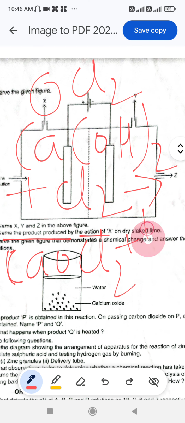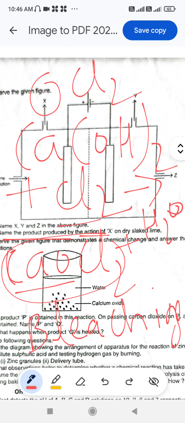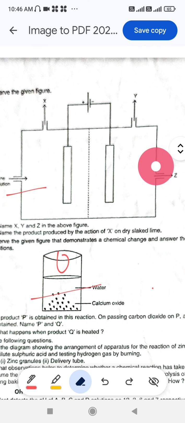CaOCl2 plus H2O. This will be the reaction when dry slaked lime reacts with chlorine, and it will produce CaOCl2, which is bleaching powder. Okay, CaOCl2 is called bleaching powder. So when calcium hydroxide, or dry slaked lime, reacts with X, meaning chlorine gas, it will produce bleaching powder, CaOCl2, plus H2O. This is the product formed when dry slaked lime reacts with the element chlorine, so it will produce bleaching powder. Its chemical formula is CaOCl2. This is the answer to the second part of question 21B, right?